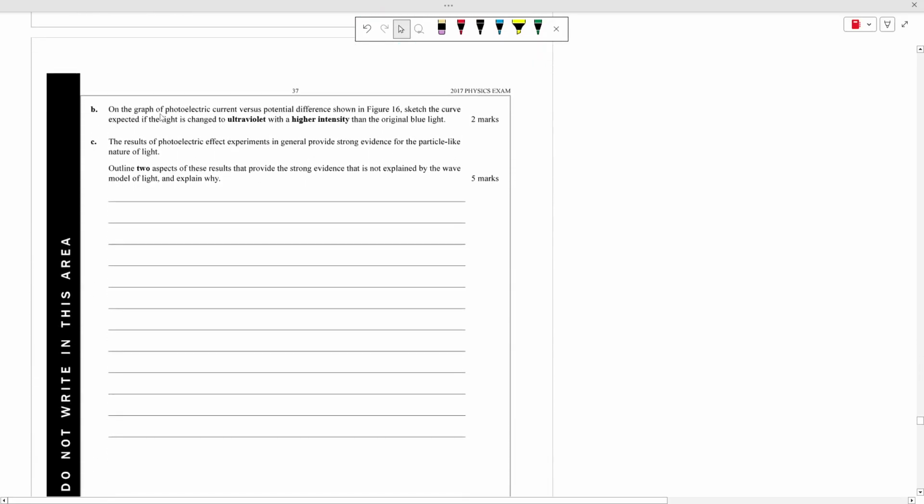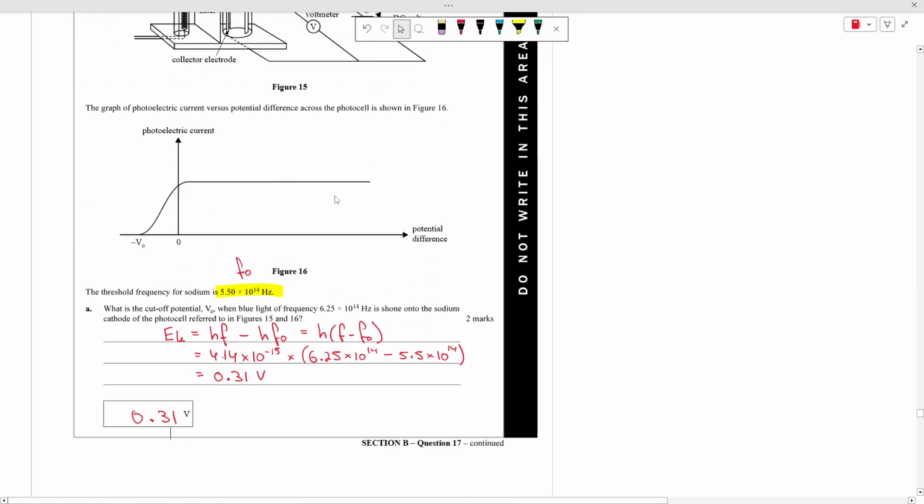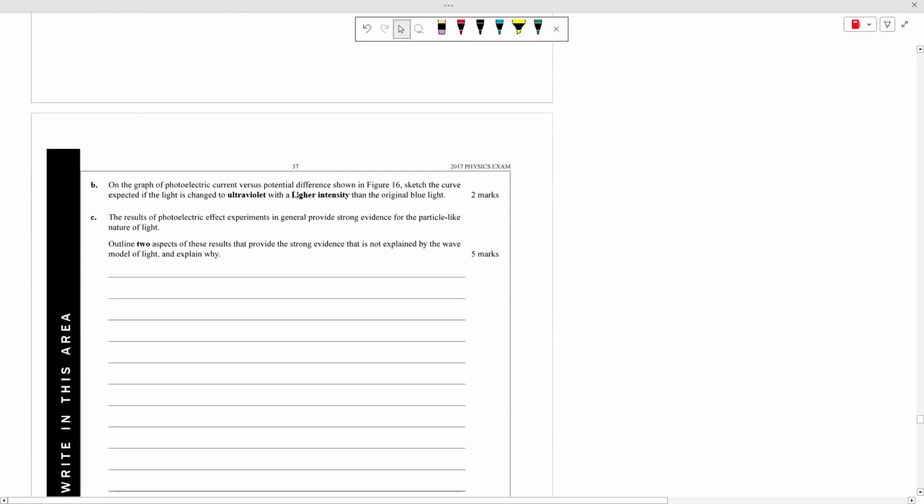Part B, on the graph of photoelectric current versus potential difference shown in figure 16, sketch the curve expected if the light is changed to ultraviolet light with a higher intensity than the original blue light. Okay, so our job is to draw what happens to this graph when we change to this light with this higher intensity. Now I think that two things are going to happen here.